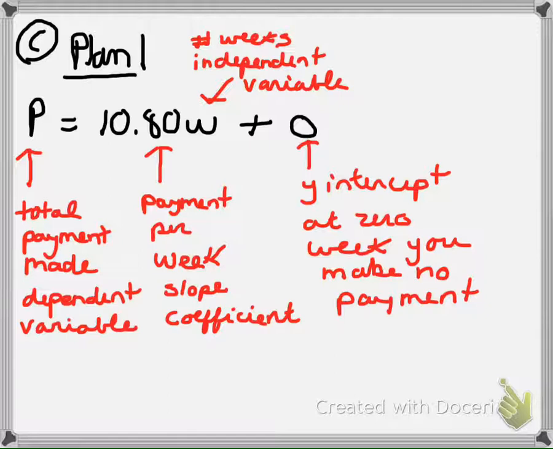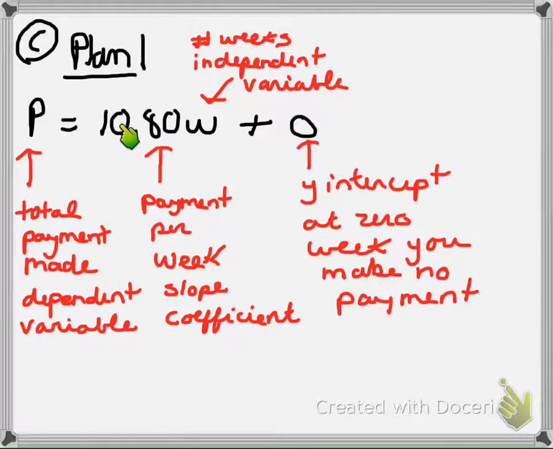So you need to have something for the total cost. You don't have to use a P, you can use something else if you wish. You can use a Y if you want to, I don't care. But you need to label that, it's the total payment made, and it's also the dependent variable. That's a vocab word you need.